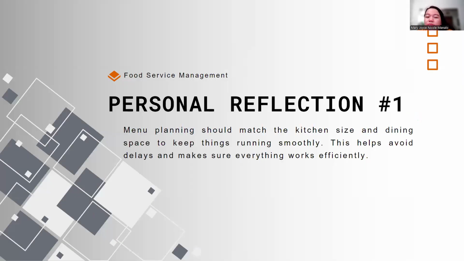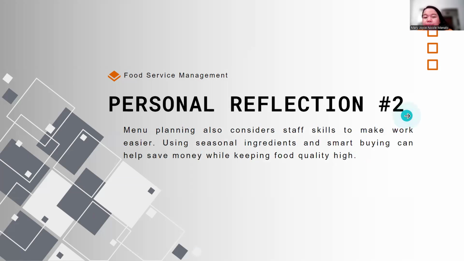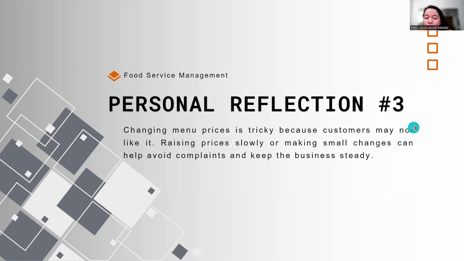For my personal reflection, menu planning should align with kitchen capacity and dining space to ensure smooth operations and efficiency. For my personal reflection number two, considering staff skills during menu planning simplifies operations. Using seasonal ingredients and strategic purchases reduces costs while maintaining food quality. And lastly, changing menu prices can be challenging, and gradual adjustments or small changes help prevent customer pushback and maintain business stability.